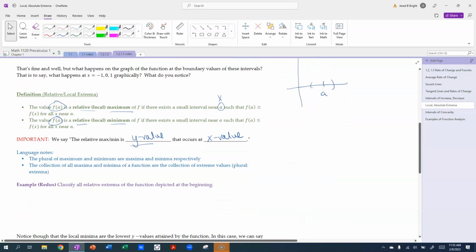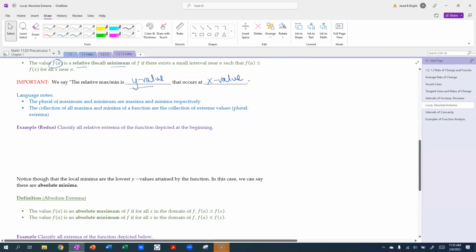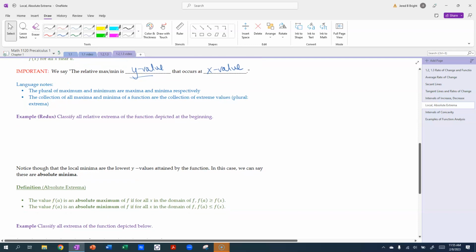Okay, so in addition to local, which is looking within a small region, we can talk about more global, or what we call absolute extreme values. An absolute maximum is the largest y value we can have in the entire graph, and similarly the absolute minimum is just the smallest.